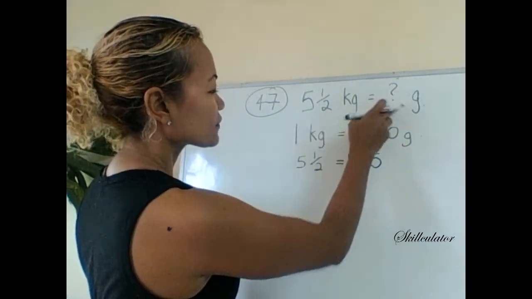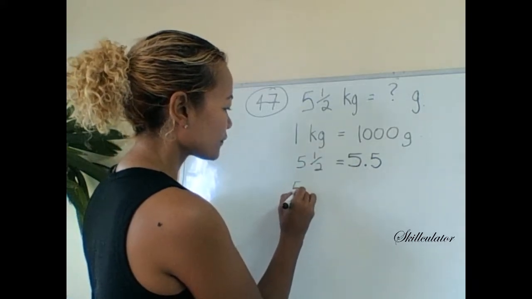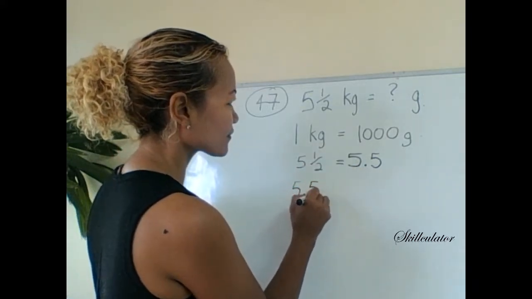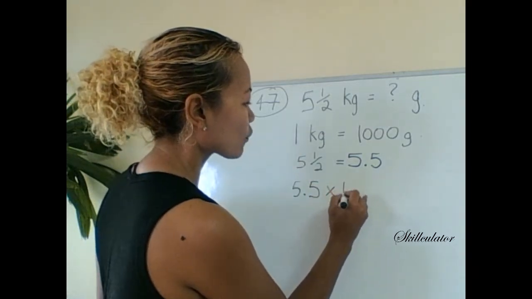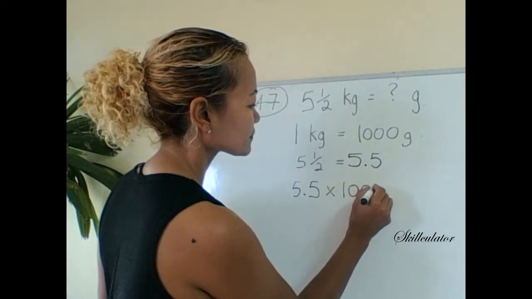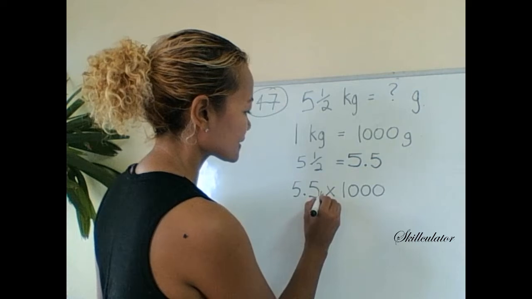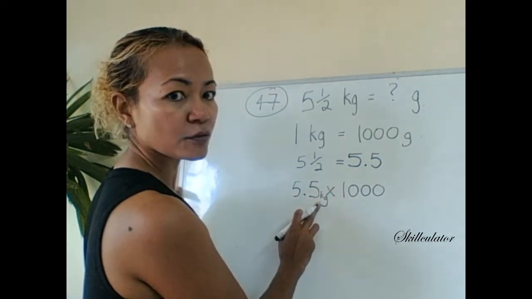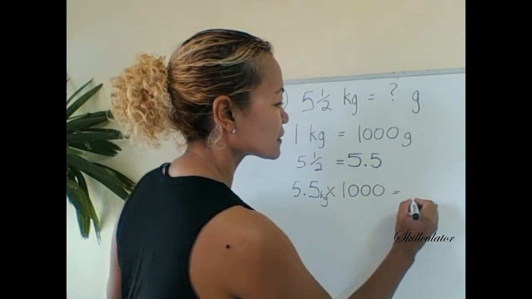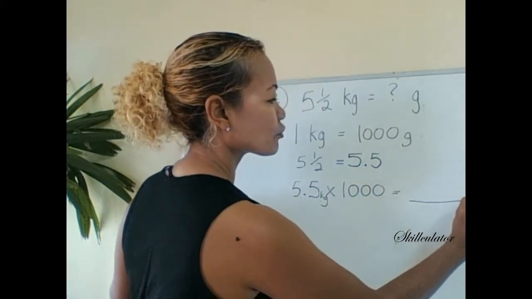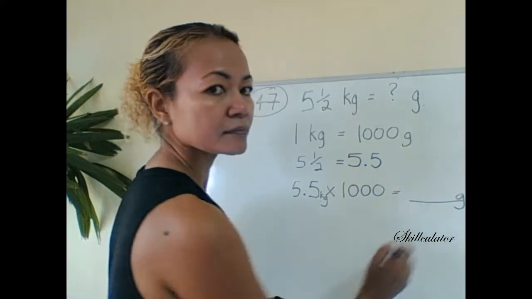So how do I convert that to grams now that I have this information? So 5.5 kg multiplied by 1,000. I should put the sign here. Sorry, it's in small writing. So 5.5 kg times 1,000 equals whatever it is, grams.